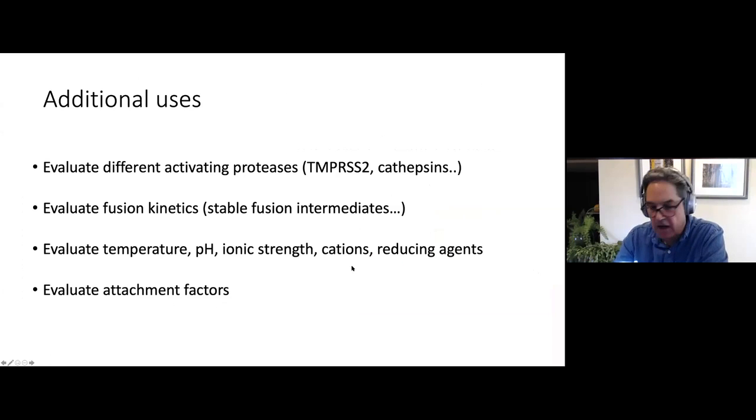And finally, the last slide: we just got this assay going, but we have more to consider. We can do many things. We can evaluate different activating proteases with the assay, fusion kinetics. We can set up temperature, pH, and ionic strength conditions similar to that in the endosome where the unleashing of the virus fusion may occur. And we have ways to incorporate attachment factors, different ones, into the vesicles that we use as surrogates for cells. And so we can perform the assays in that way too. So there's a lot more to learn.